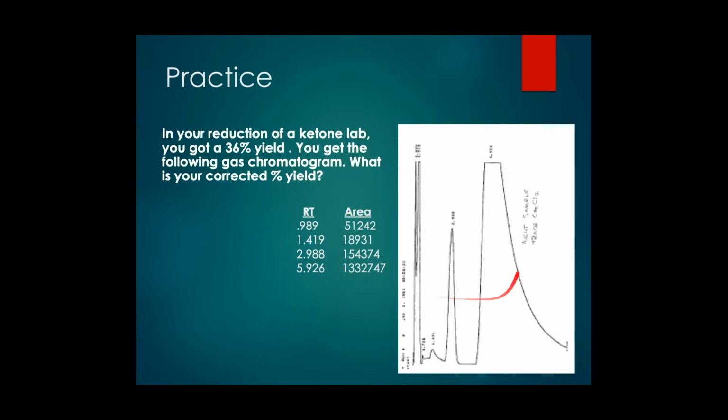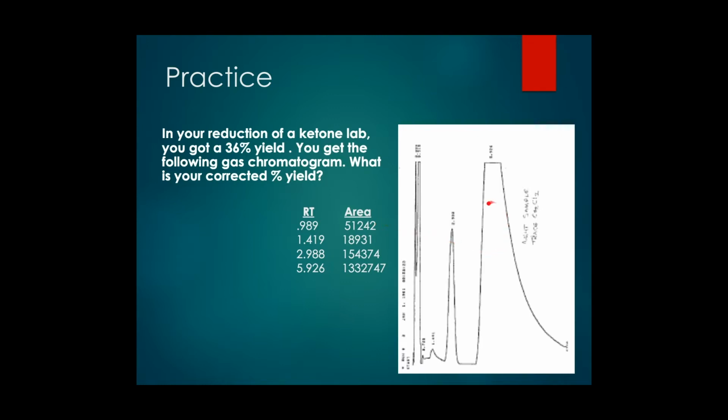So here's a practice gas chromatography reading. In your reduction of a ketone lab, you got 36% yield. So this is what you calculated at first. You get the following gas chromatogram. What is the corrected percent yield? So here are your retention times, that's what RT stands for. Here's the area under the curve. We're not too worried about the units here because we're just going to get a ratio of the area of our product over the area of all the components.